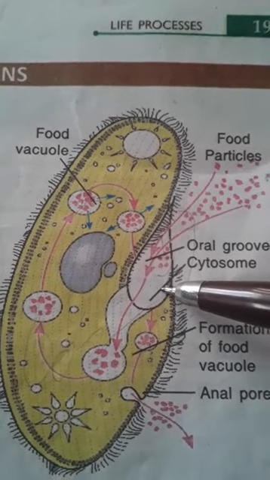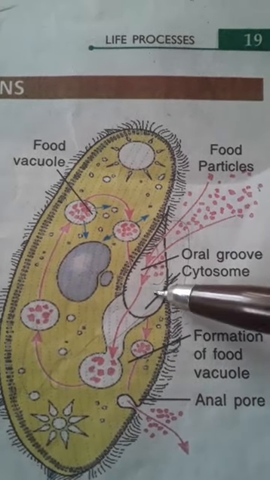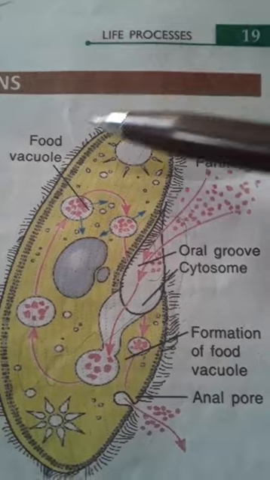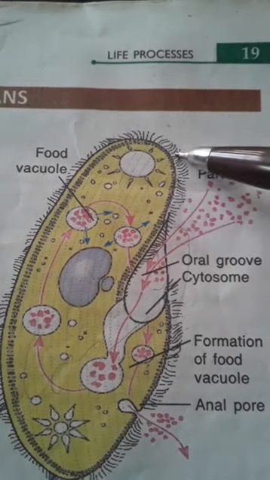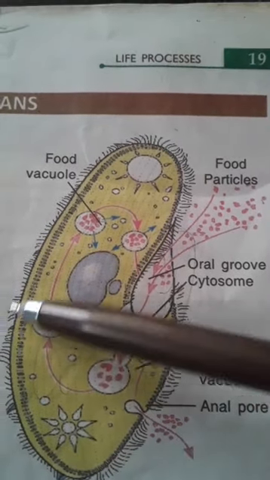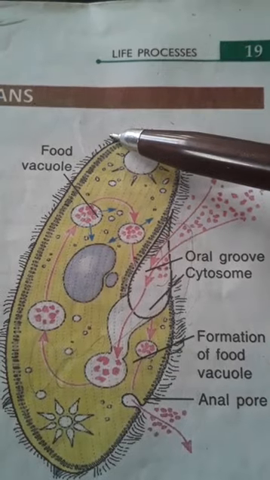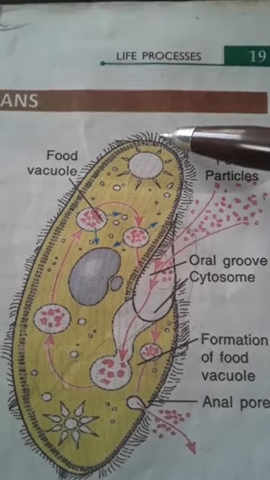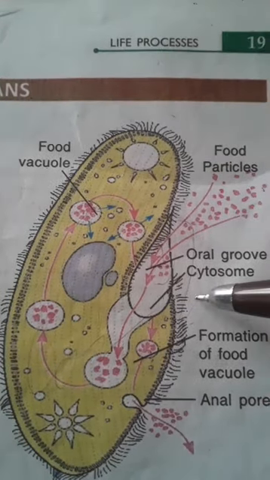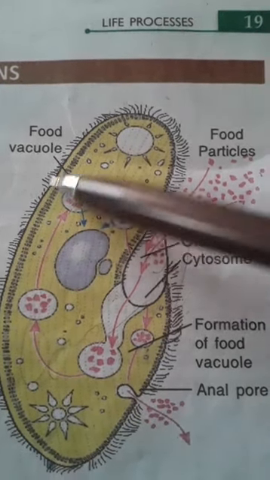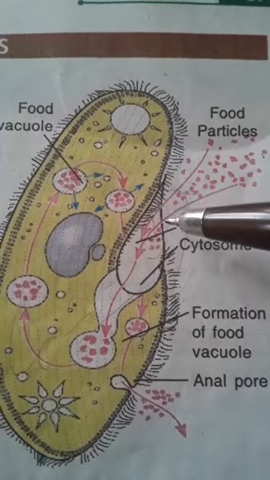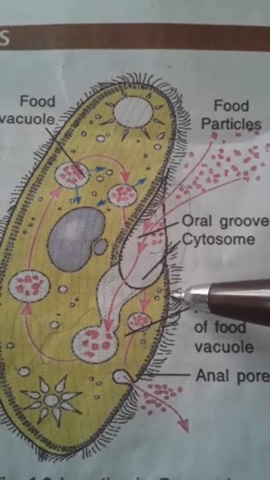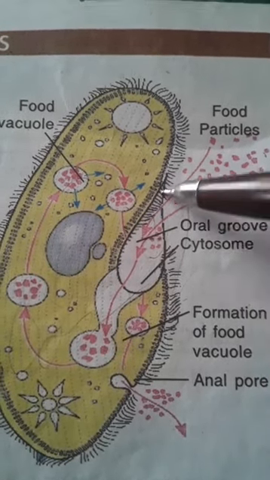Through this opening it takes food, and these minute hair-like structures are cilia. Cilia are also the locomotory organ. But in amoeba, what was the locomotory organ? It was false feet. In paramecium, these cilia are the locomotory organ, and they help in the intake of food, meaning ingestion.